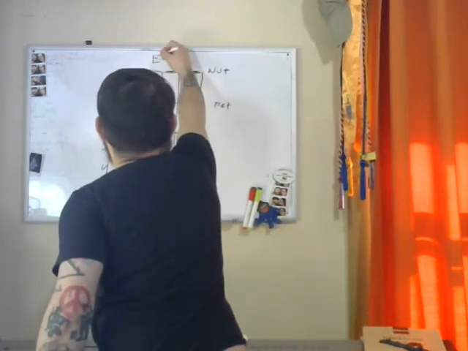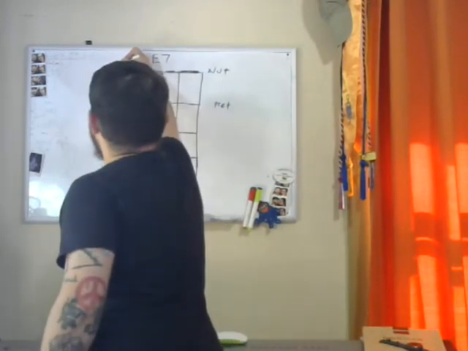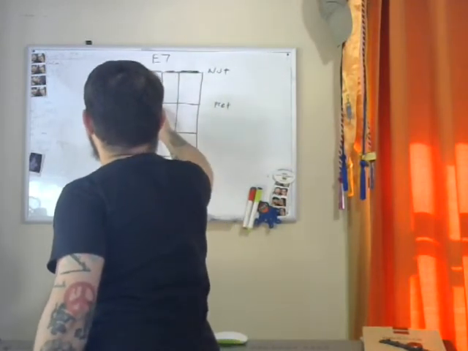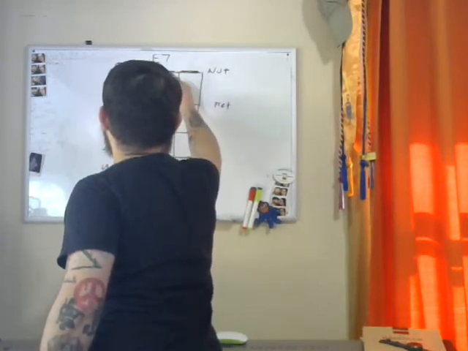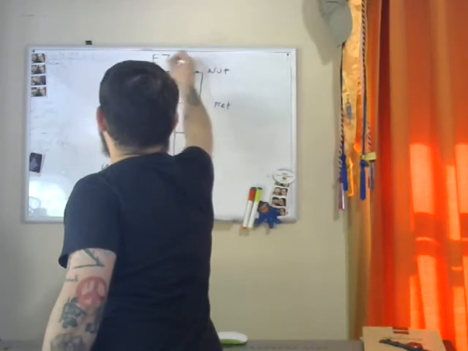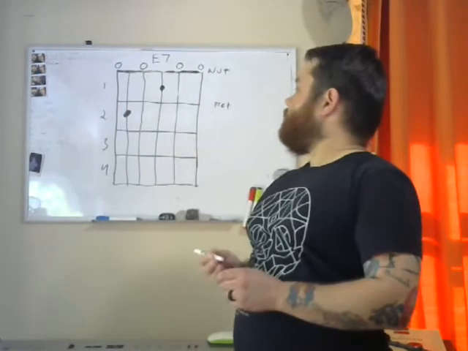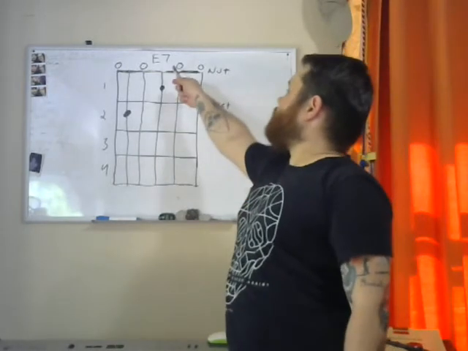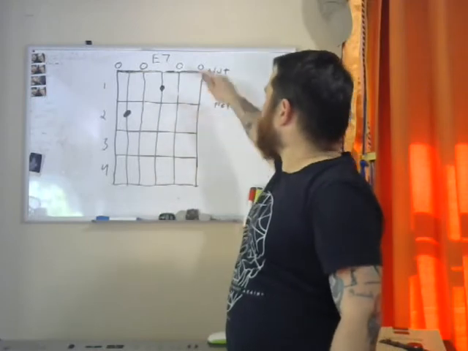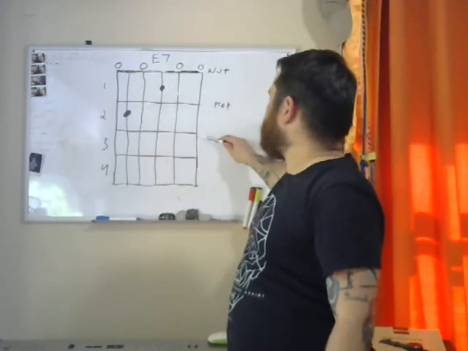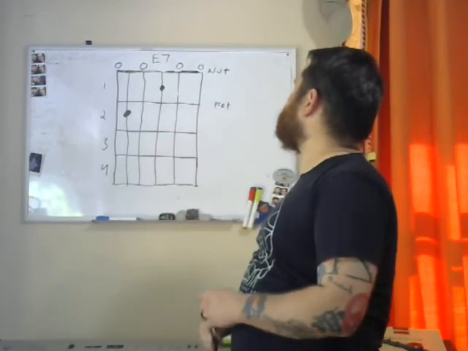Which is E7, E dominant 7. Similar fashion, name of the chord written at the top. Circles represent open strings. Vertical lines represent the strings. Horizontal lines represent the frets. Black dots represent where to put your fingers.